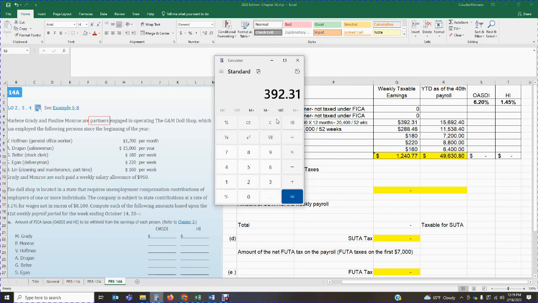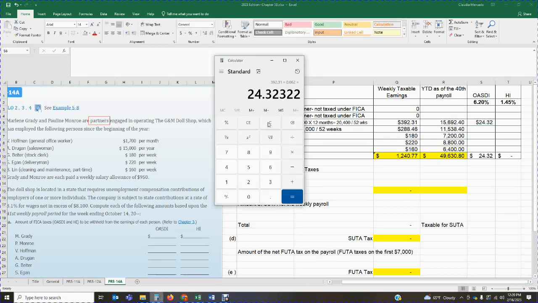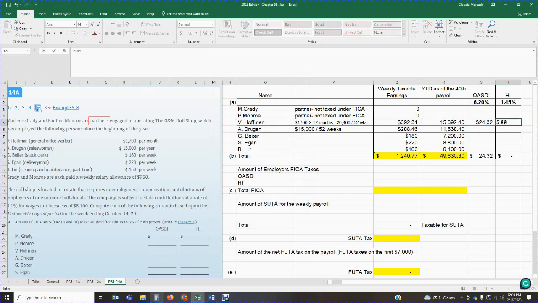So 392.31 times 6.2% gives me 24.323. That third digit is a 3, so I'm going to keep it at 24.32. Be very careful on your rounding, because a lot of students forget to round or they round incorrectly and that causes them to be off. 392.31 times 1.45% gives me 5.688. Because that third digit is an 8, I'm going to round up to 5.69. I'm doing this so you can see my calculations and how I'm rounding.